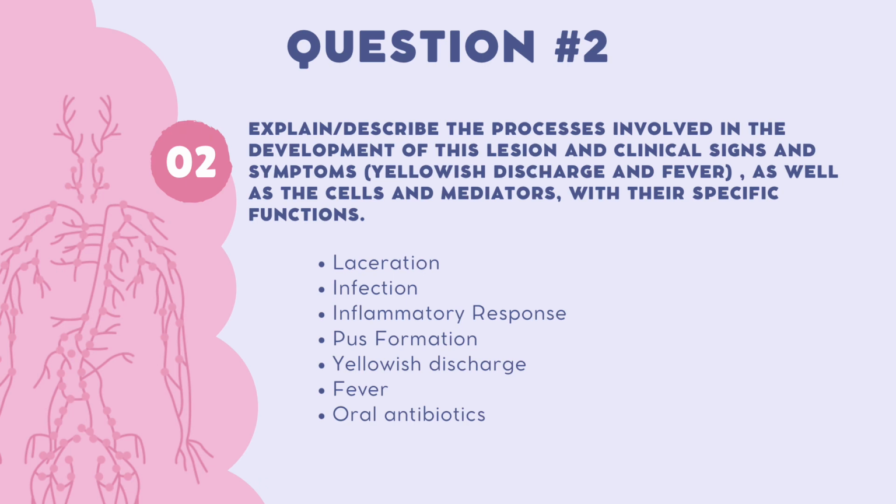The yellowish discharge is pus, primarily composed of dead neutrophils, bacteria, and tissue debris. The body's immune cells and mediators, such as neutrophils and cytokines, play a crucial role in defending against the infection and generating the observed symptoms.